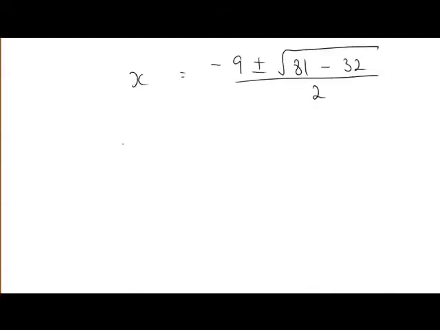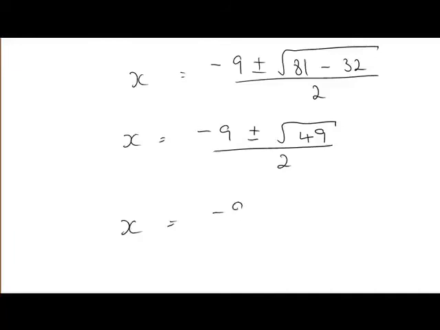Next, we'll just figure what's inside the square root. So we've minus 9 plus or minus 81 minus 32 gives us 49. It's all over 2. So again, sticking with the square root, square root of 49 is equal to 7. So we've minus 9 plus or minus 7 all over 2.